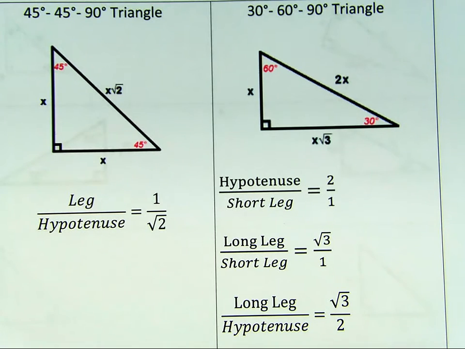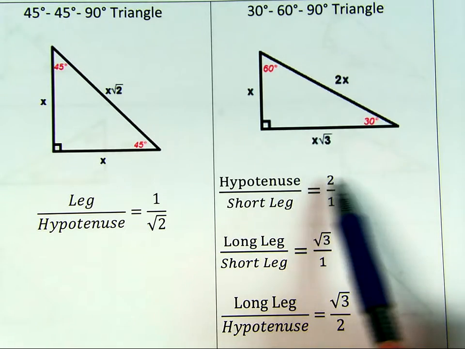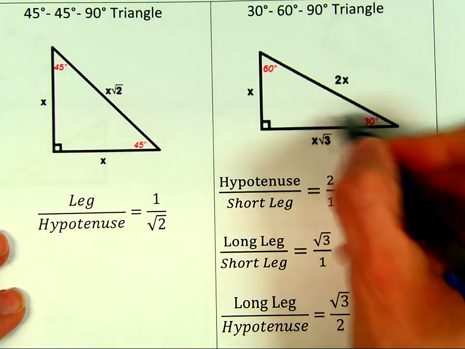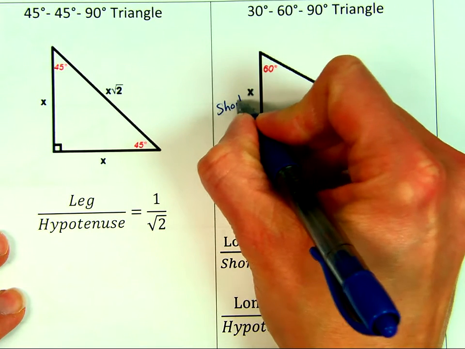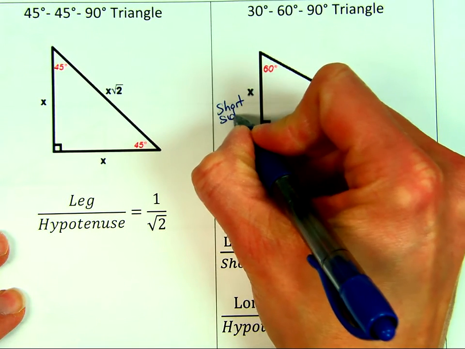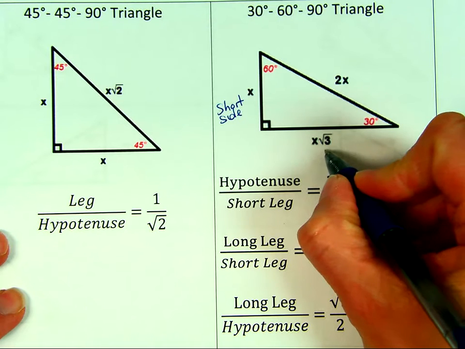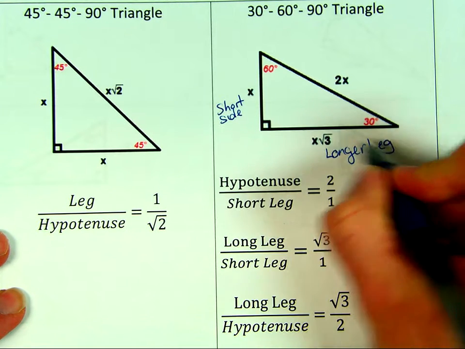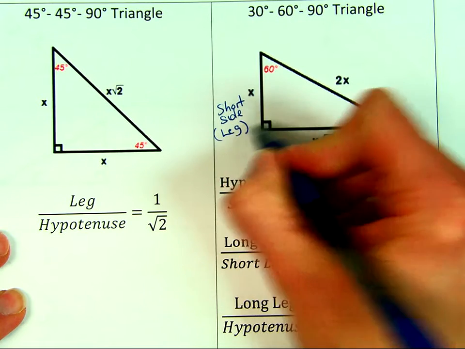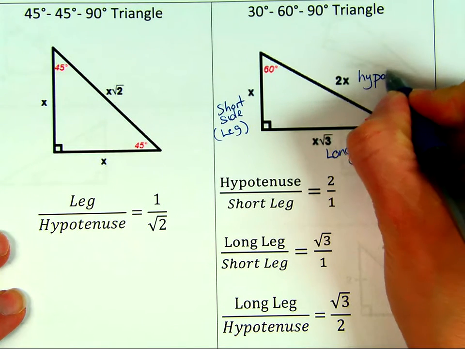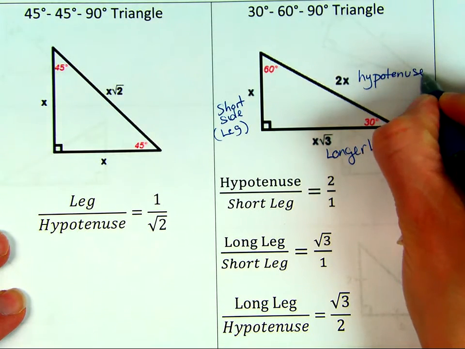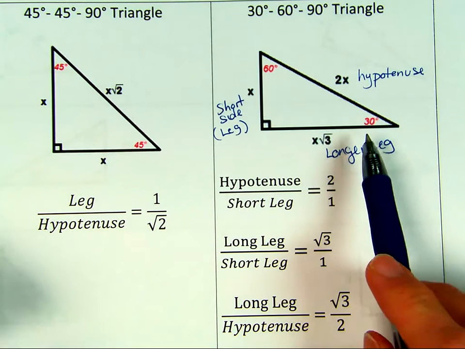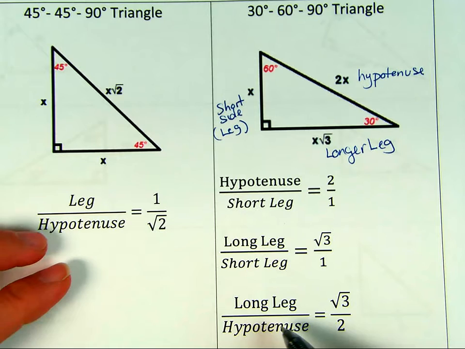So in a 30, 60, 90 triangle, it's important that you know what each of these are. If this is 30, then remember, this is the smallest angle, so this is the shortest side, because the smallest angle is always opposite the shortest side. This would be the longer leg, and then this would be the hypotenuse because it's a right triangle. So it's important that every time you see a triangle, you know what the longer leg is, the shorter leg, and the hypotenuse so that you can set up these proportions.